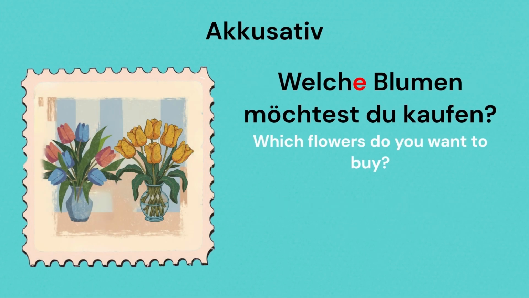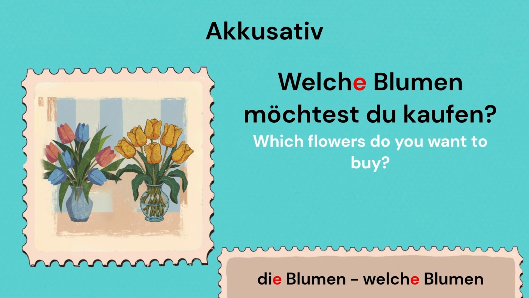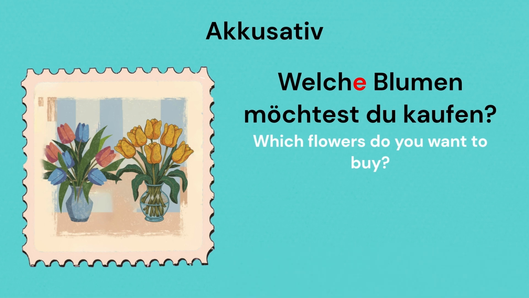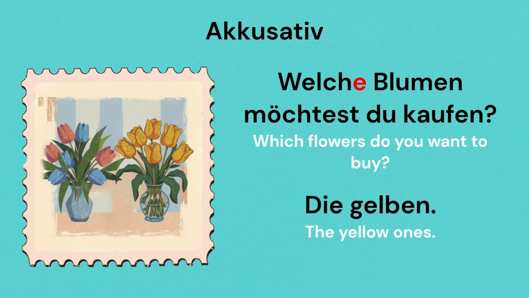Moving on to the accusative case. Welche Blumen möchtest du kaufen? Du ist hier das Nominativsubjekt and Blumen sind accusative. In plural, the accusative article does not change. Die Blumen remains die Blumen. Hence, welche Blumen will remain welche Blumen. So the answer is die gelben.